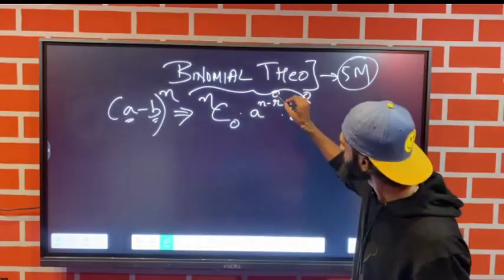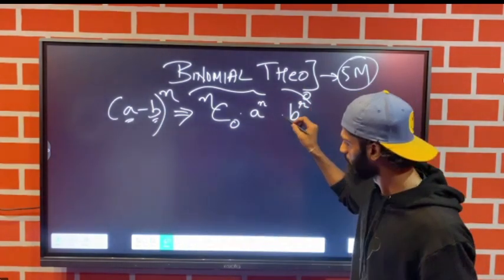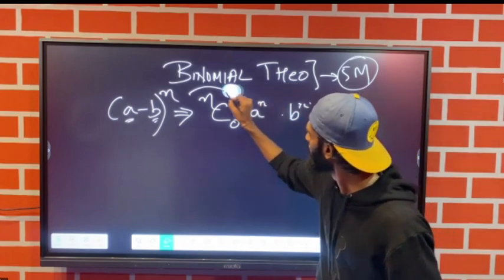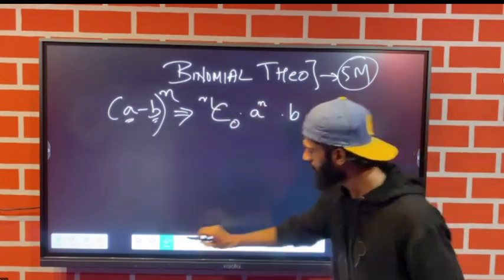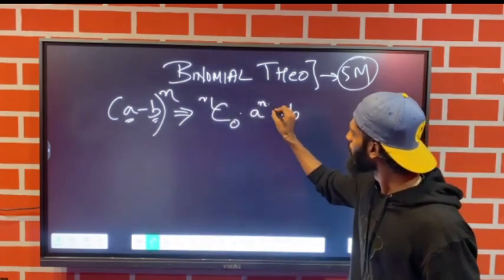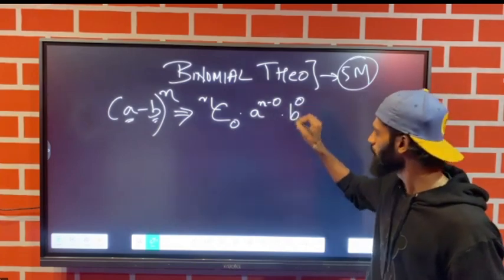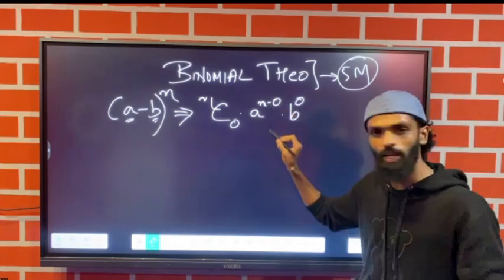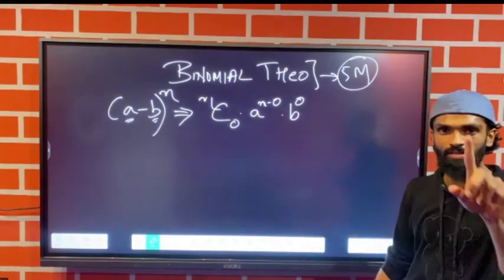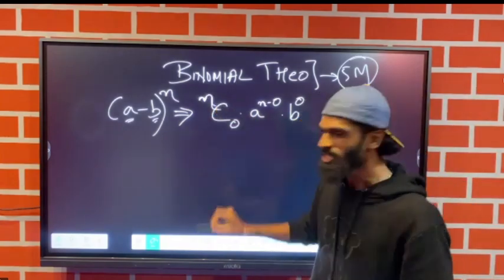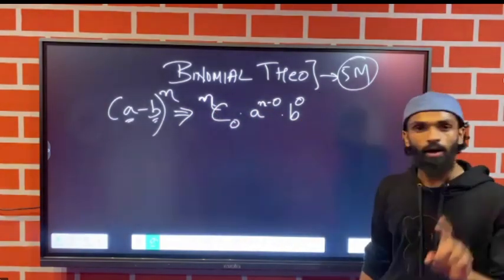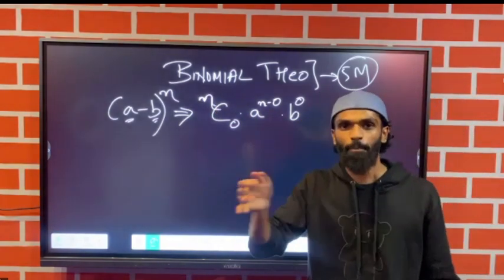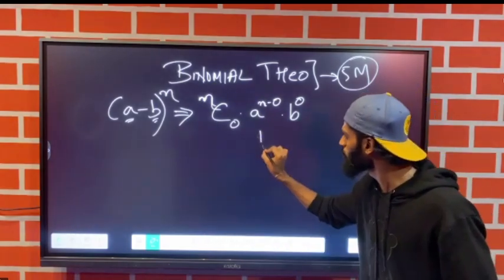Instead of writing R, I'll write 0 right now. N minus 0, and it will be 0 here. But don't you think n minus 0 is anyways n, and b to the power 0 is anyways 1. So first main part is done. Always remember, the sign between the parts is always a plus. So you put a plus in between.